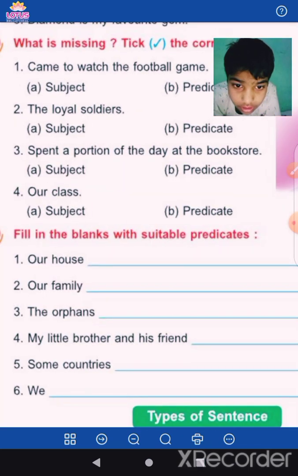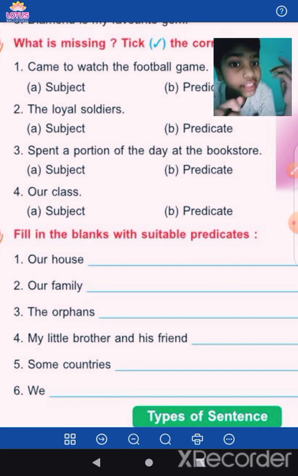suitable predicates. Our house is big. Our house is big. Like that also, small sentences. Our family is extended family. But here extended family comes after the predicate. Some predicates are there, and then that comes at the object place. So it is a predicate.